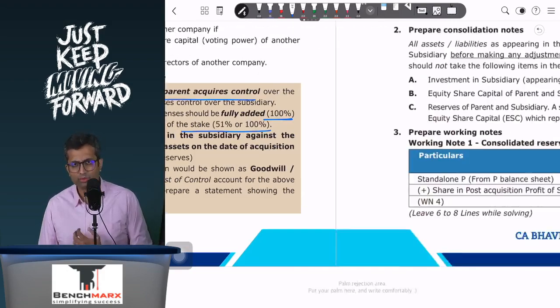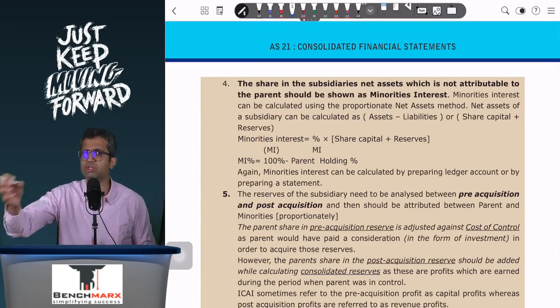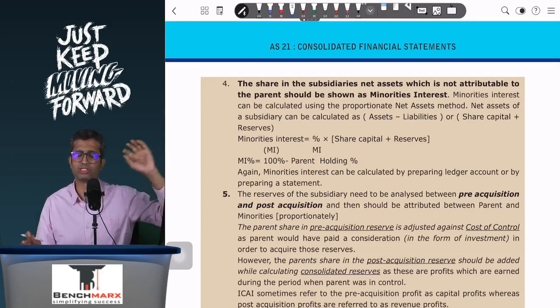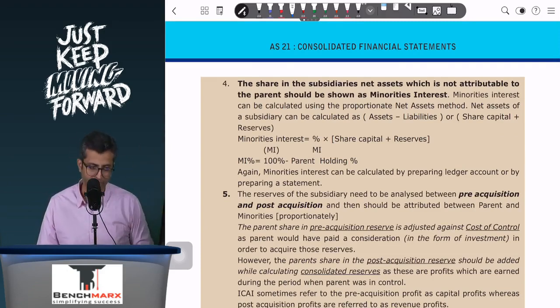Now, this is the reason why minorities interests are actually born, because you are acquiring 80%, but you are consolidating 100%. The 20% is due to someone else, and will be shown as minorities interest, which is a separate line item between shareholders' funds and non-current liabilities.